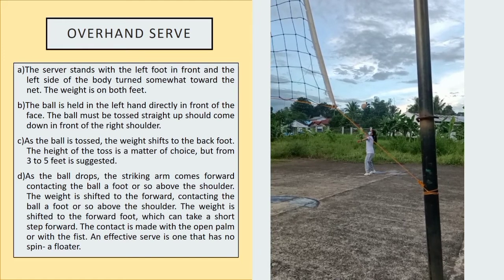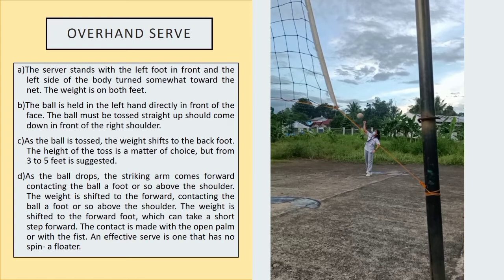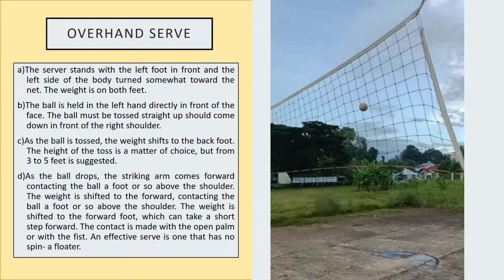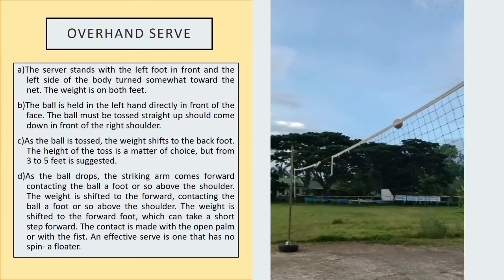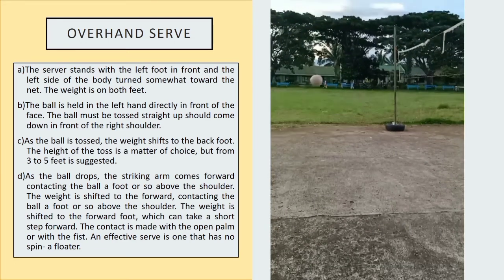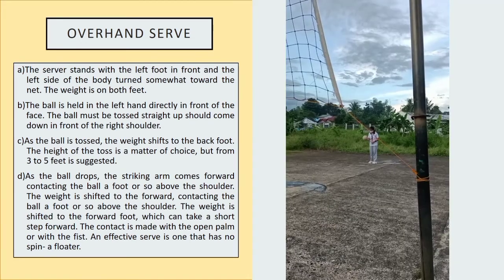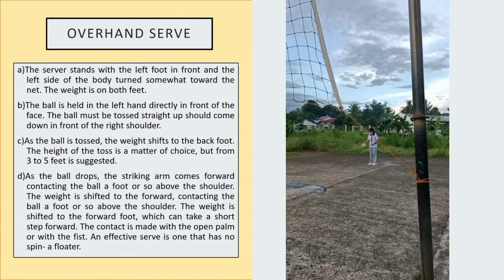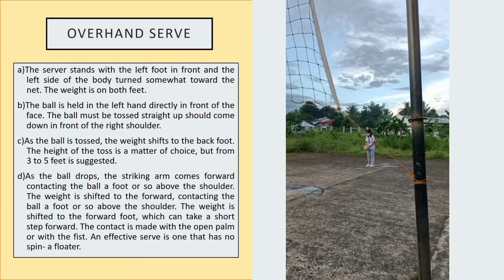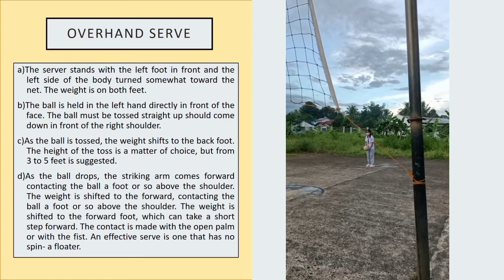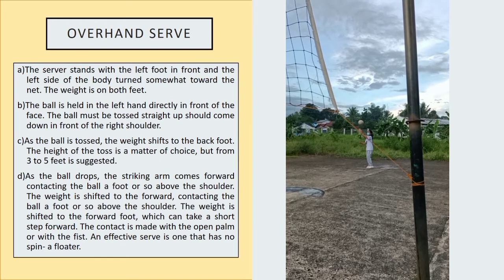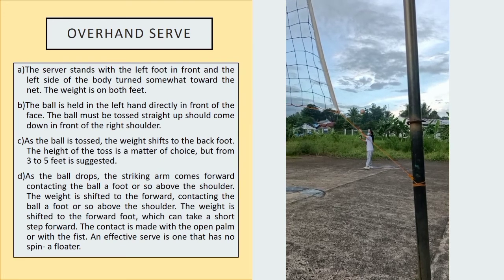The height of the toss is a matter of choice, but 3 to 5 feet is suggested. D. As the ball drops, the striking arm comes forward, contacting the ball a foot or so above the shoulder. The weight is shifted to the forward foot, which can take a short step forward, and then the contact is made with an open palm or with the fist. An effective serve is one that has no spin, a floater.